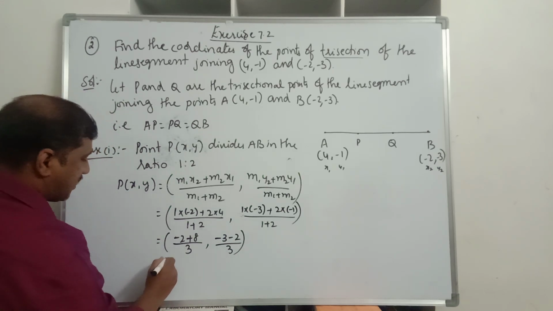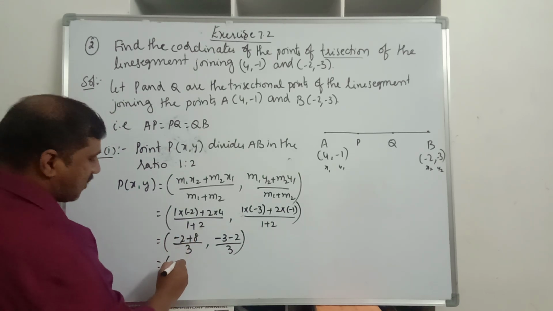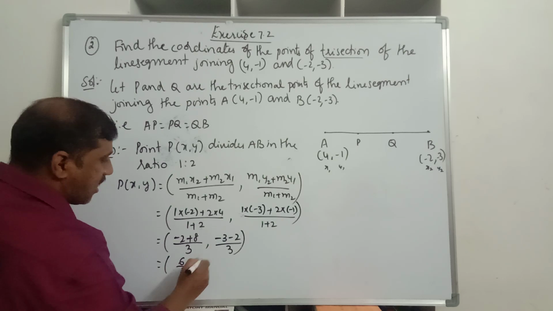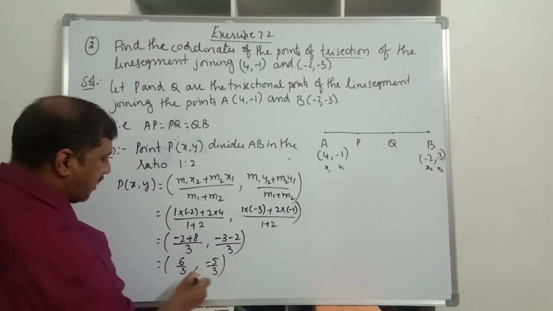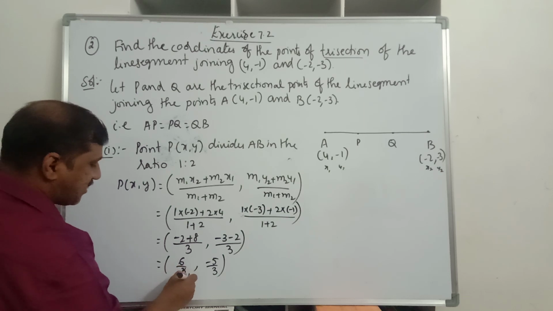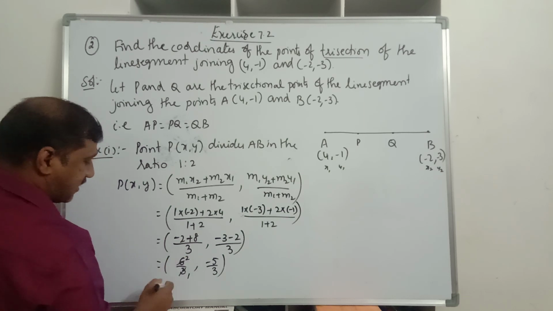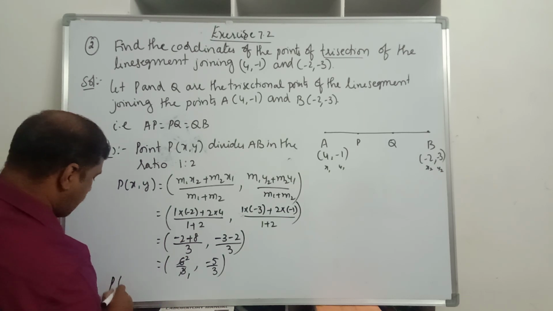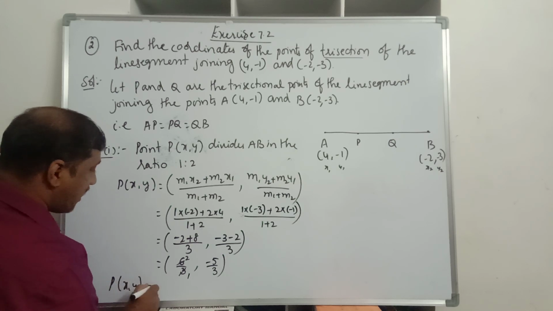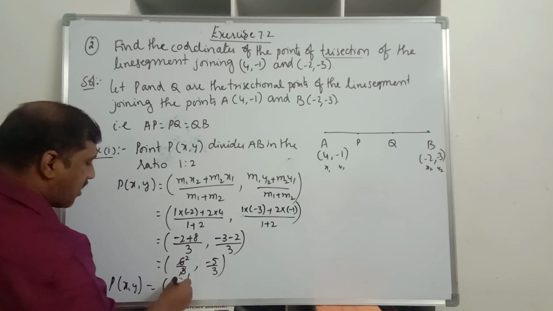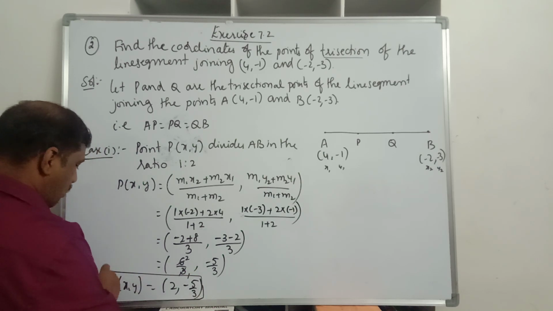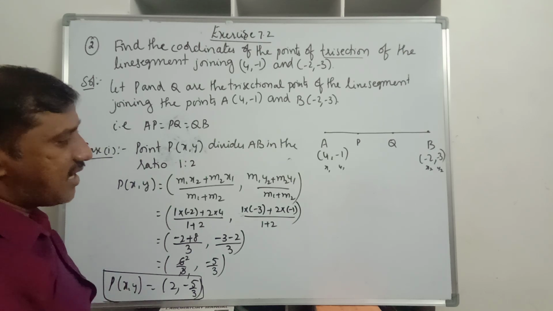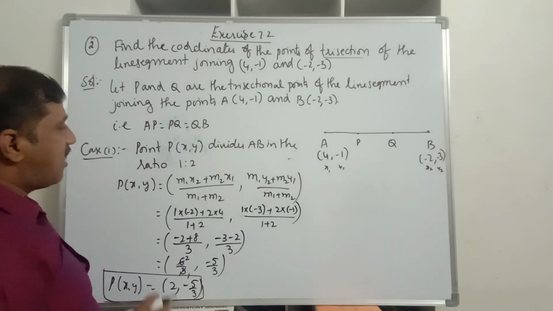Now simplify this, we will get minus 2 plus 8 is equal to 6, 6 by 3, and this is minus 3 minus 2 it is minus 5 by 3. Still we can simplify this, 3 ones are 3, 3 2s are 6. Therefore, P is equal to x comma y is equal to what? 2 comma minus 5 by 3. So the coordinates of point P it is 2 comma minus 5 by 3.